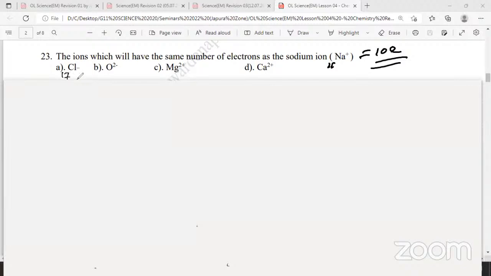Atomic number 17, therefore it has 18 electrons. Oxygen, if you don't know the atomic number, that is the end of this question. Atomic number of oxygen is 8. When it becomes O2 minus, 8 becomes 10 electrons. Magnesium, atomic number 12. 12 becomes 10 electrons. Then calcium, atomic number is 20. 20 becomes 18 electrons.